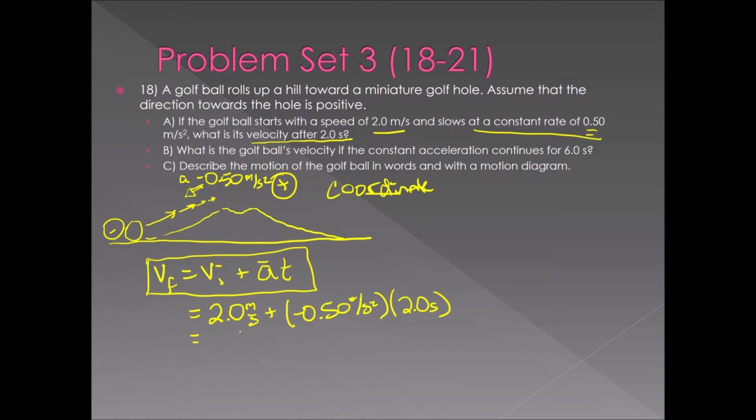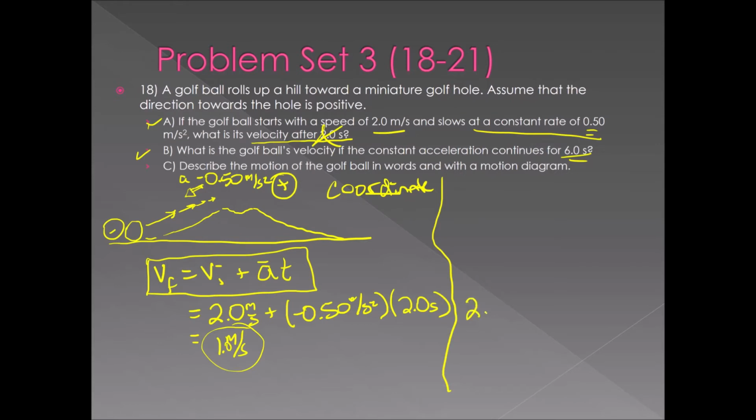Did you get 1 meter per second? Good to go. Technically, with sig figs, 1.0 meters per second. All right, part B. What is a golf ball's velocity if the constant acceleration continues for 6 seconds? So we're going to see if this ball continues upward or if it rolls back down the hill. So all we're going to do is change the time to 6 seconds instead of 2 seconds.